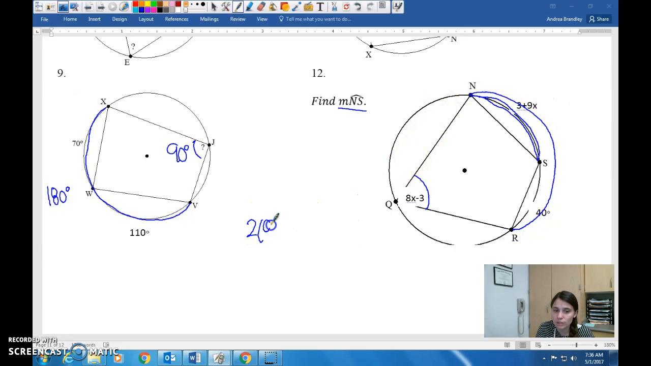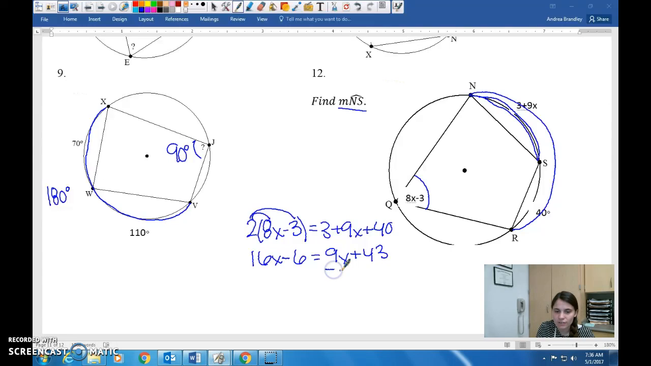So if I do 2 times 8x minus 3, that's going to be equal to these two added together. So 3 plus 9x plus 40. So then I just need to do some simplifying. So I can multiply this 2 to both of these. So 2 times 8x is 16x. 2 times negative 3 is negative 6. And then over here I have 9x and 3 plus 40, which is 43.